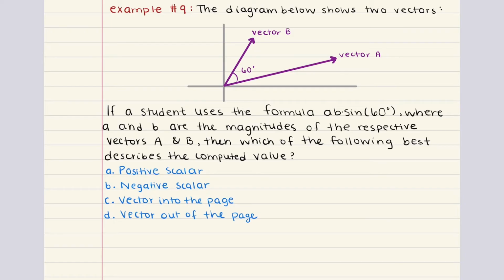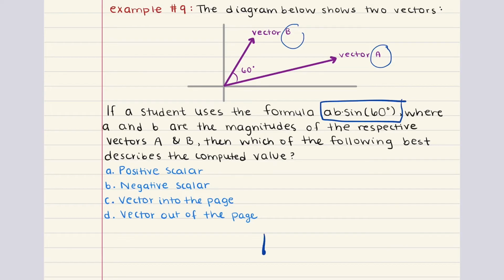Problem 9 says, the diagram below shows two vectors. If a student uses the formula AB sine theta, where A and B are the magnitudes of the respective vectors A and B, then which of the following best describes the computed value? Now this expression, AB sine theta, is used to calculate the magnitude of the cross product of two vectors.